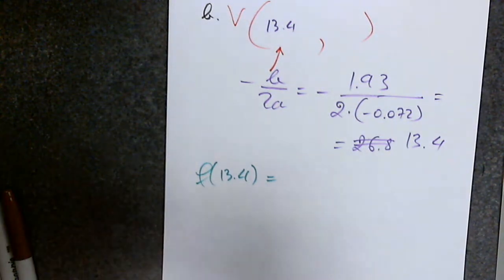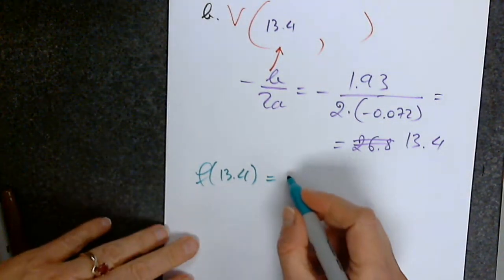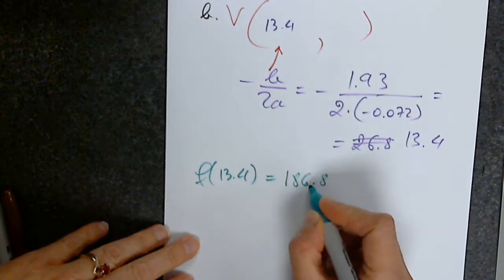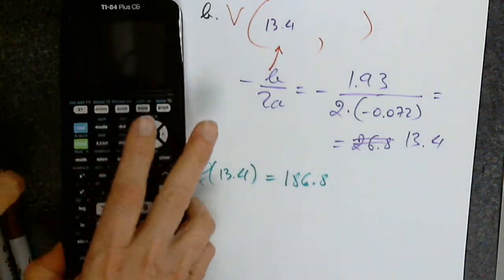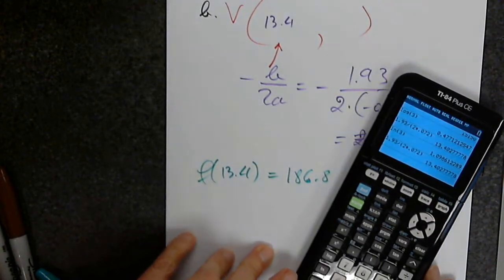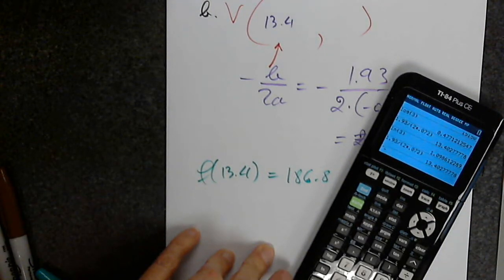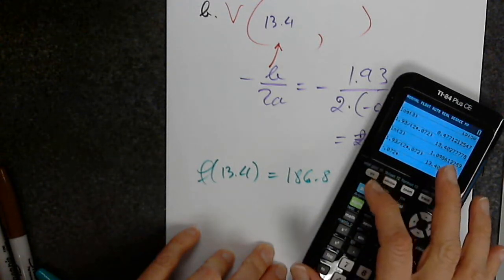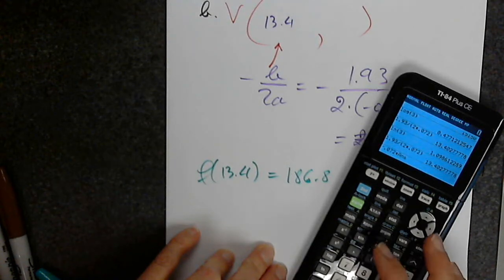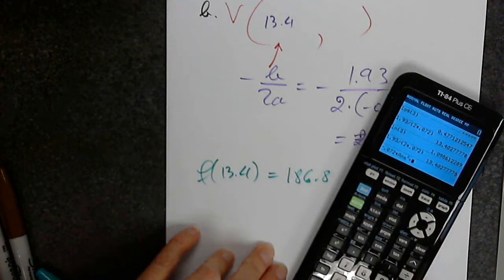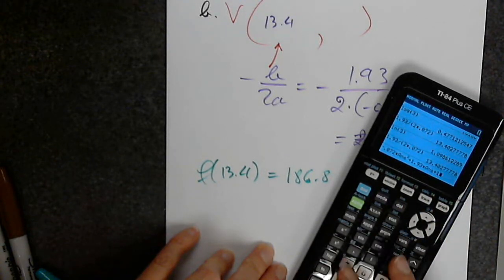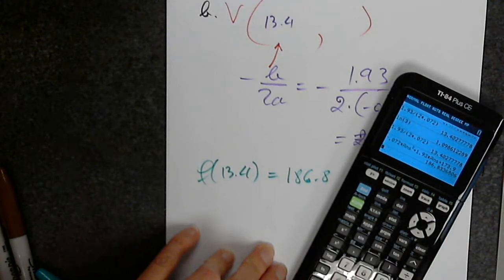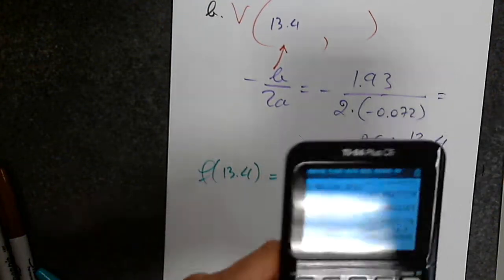How much? 186.8. How much? 186.8. I have no idea. I didn't calculate it. So I have negative 0.072 multiplied by the previous answer because I'm lazy to put it in, squared, and then plus 1.93 multiplied by the previous answer, and plus 173.9, and I got 186.8. True.